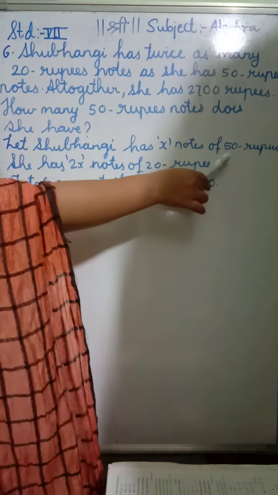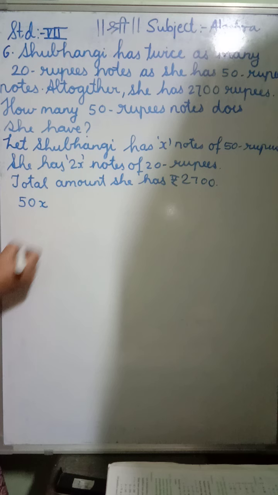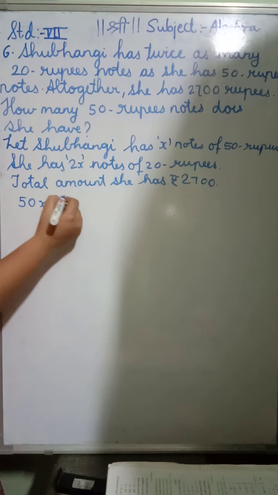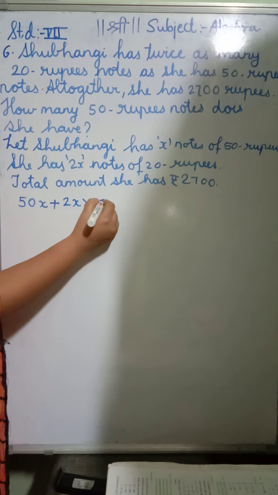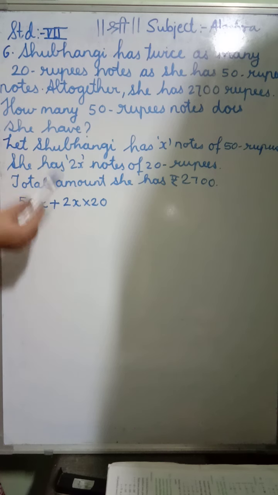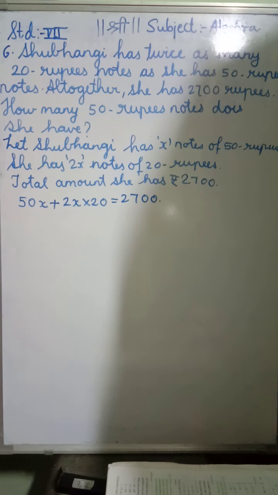Now see, 50 X notes she is having. So how will you write it? 50's X notes, that is 50X. Understood? Total means plus 20's 2X she is having. Yes. So 2X multiplied by 20. Did you understand what I did here? 50's X note, so 50X. And 20's 2X notes. So 2X into 20 equals, total is what? 2700.